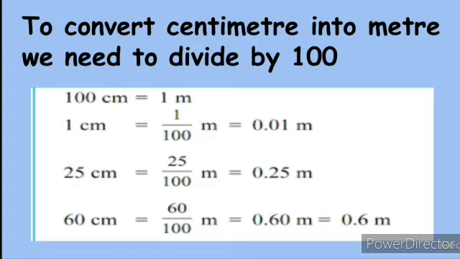Now 0.01 is in decimal form. Similarly, 25 centimeter, what will you do? You will multiply by 1 upon 100. So 25 upon 100 meter. This is the fraction form, and in decimal form, how will you write? 0.25 meter. When you are converting from centimeter to meter, what are you doing? You are multiplying by 1 upon 100.